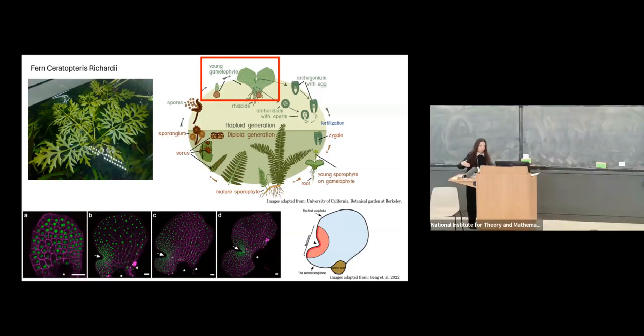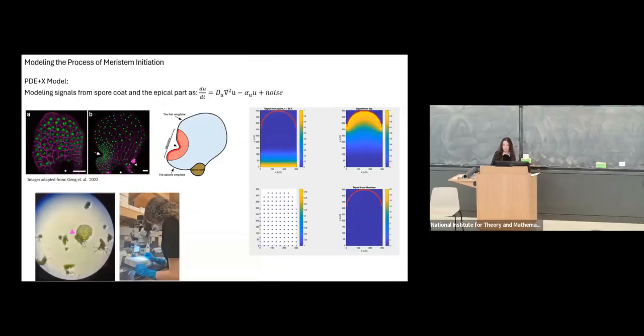To be able to understand this process better, we tried to construct a toy PDE model where, for simplicity, we assume that you have two signals, one that's coming from the spore coat and another that's coming from the apical part, or from the top part. And those two signals are going to overlap. At the maximal intensity at the two sites, you will have potential sites for a meristem. And with enough stochasticity, one of the sites will win over, and this will create your meristem.